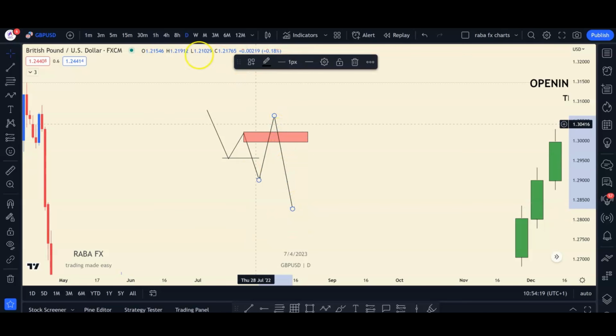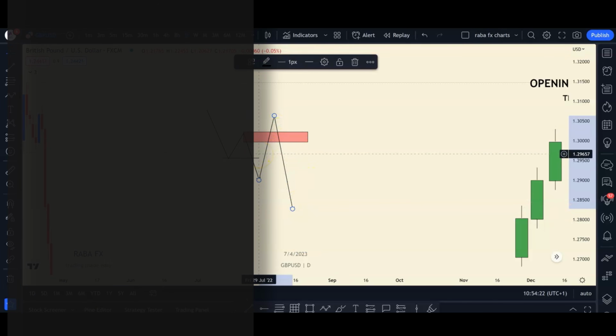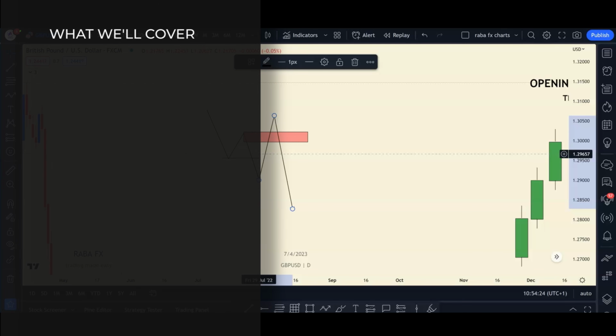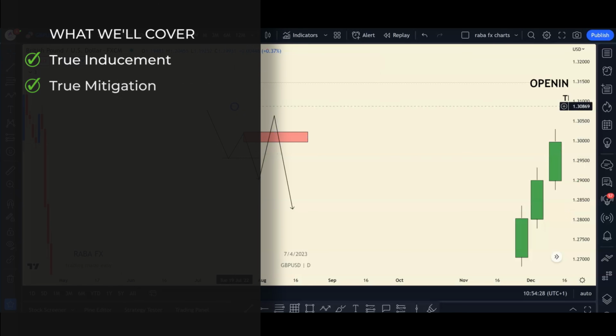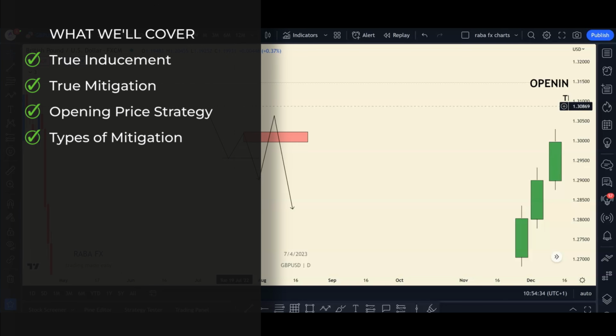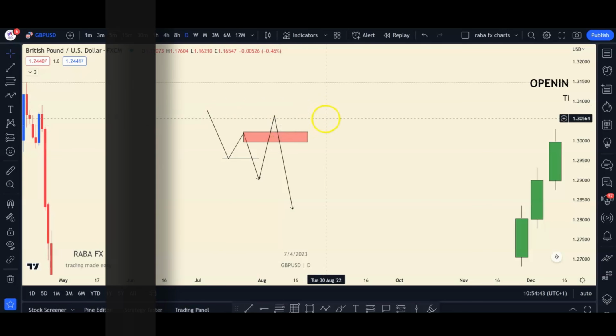moving to the downside. In this video, I'm going to show you what you should be doing, what is true inducement, what is true mitigation, and how you apply the opening price trading strategy to your advantage. We are going to look at the different types of mitigation, and also we are going to look at chart examples and how to spot these on the chart. So without wasting time, let's move in.